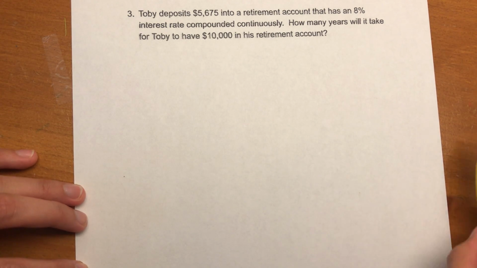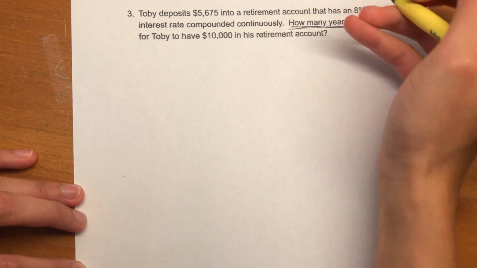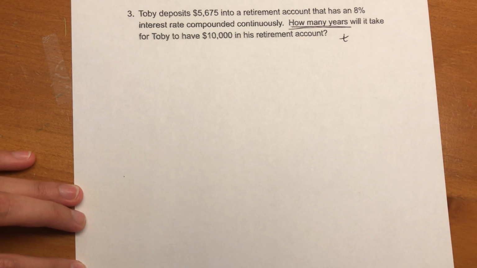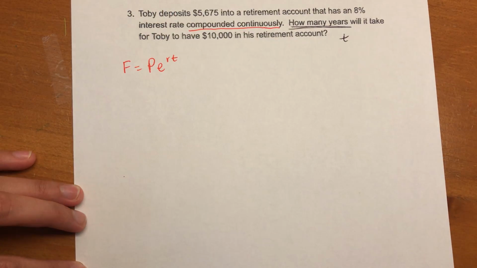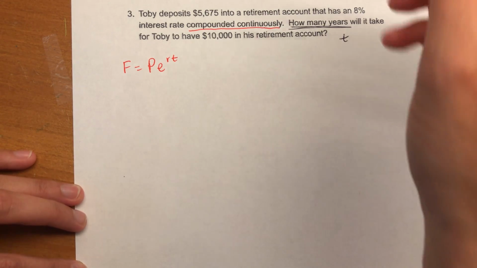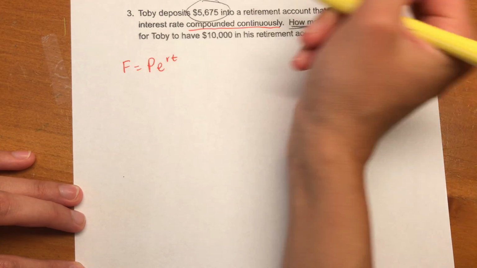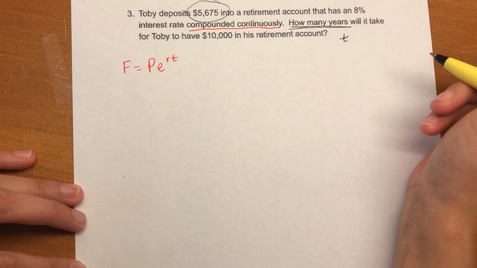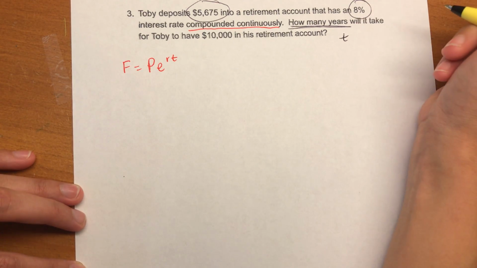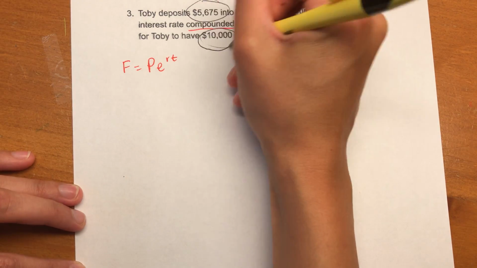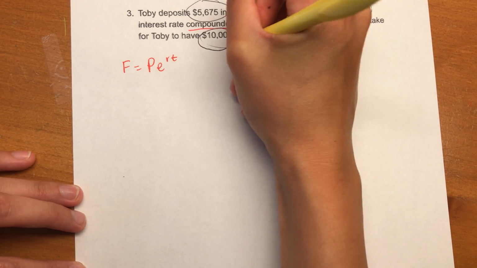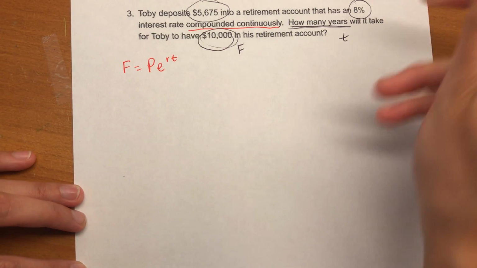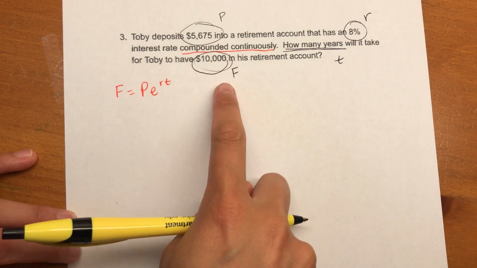All right, so this question is asking for how many years. We know years is t. It's compounded continuously, so we know we're going to use our PERT formula. And then what else do we know? We know deposit $5,675. There's an 8% interest rate, and we want to know how long it'll take to get $10,000. So this looks like an initial value, this looks like a final value, and then our r is here. Right? Initial, final, r.